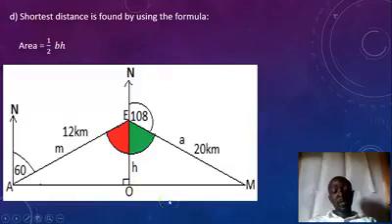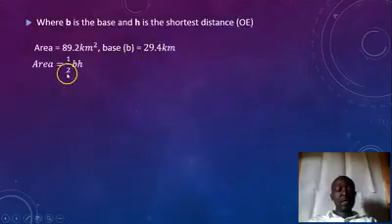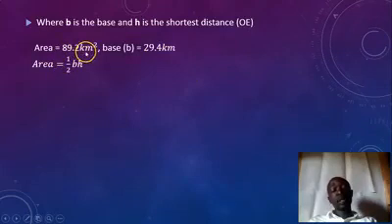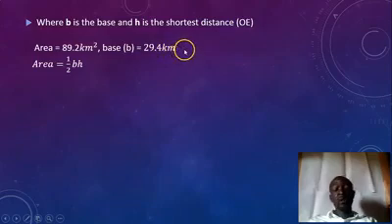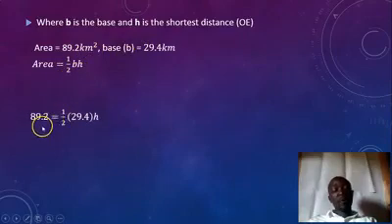Now to calculate the shortest distance, substitute the numbers into the formula. Our area, once again, is 89.2 kilometers squared. Our base is 29.4 kilometers. And our shortest distance, which is H, is the one that we are finding. So we substitute these two numbers into the formula. We have 89.2, which is the area, is equal to half of the base. The base is 29.4 by H, which is the shortest distance.